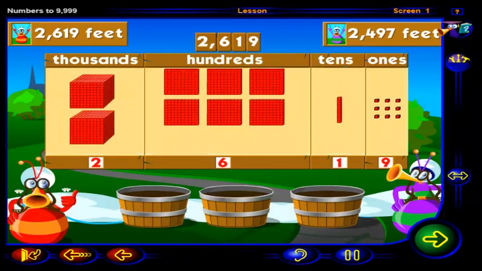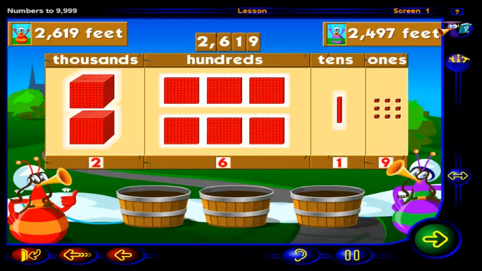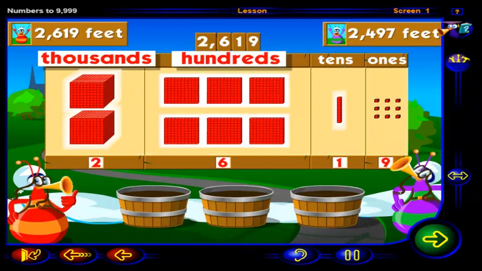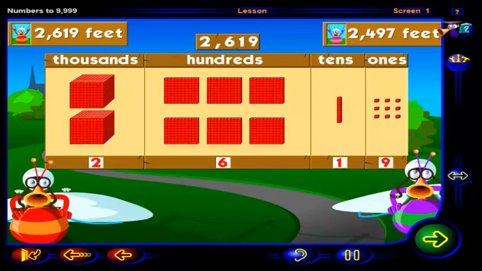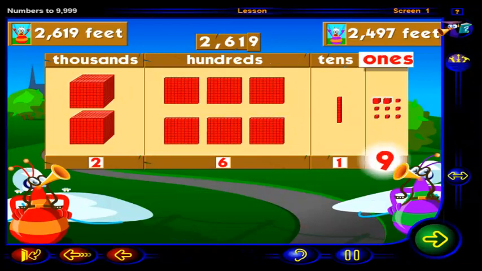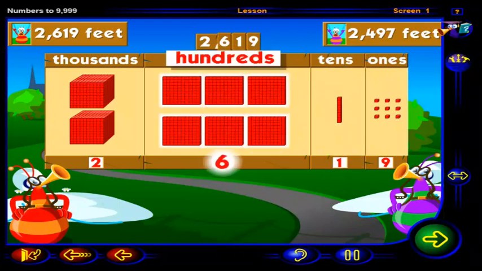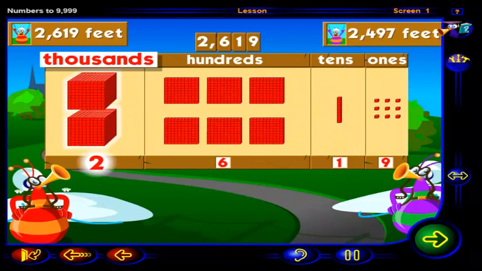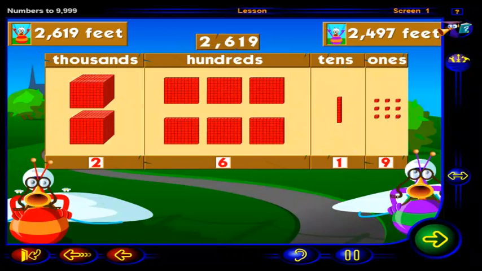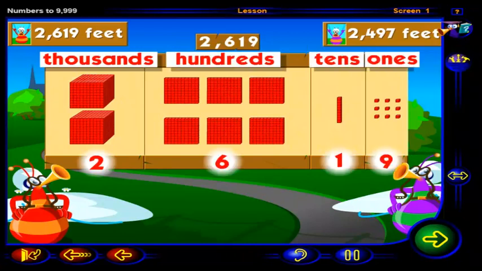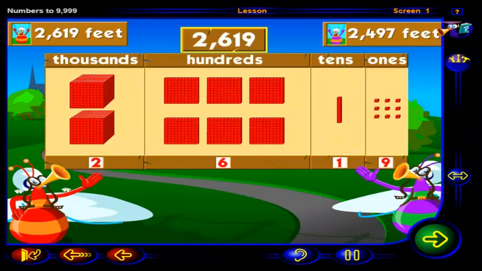That's right. These blocks show how many thousands, hundreds, and tens are in this number. In this number, there are 9 ones, 1 ten, 6 hundreds, and 2 thousands. Now that we can see the value of each place more easily, we can name this number.